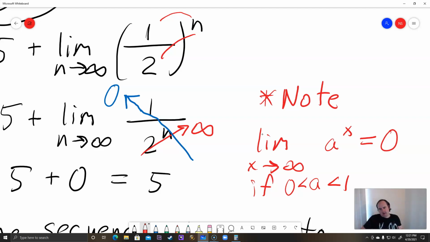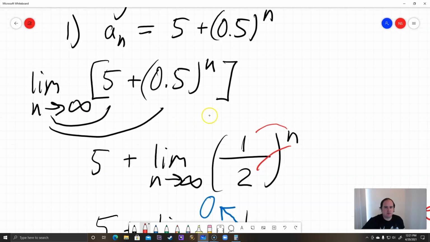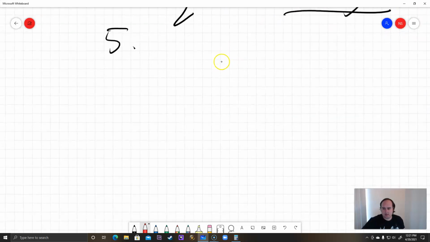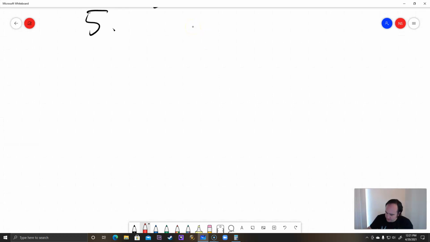Because if you have a power of any decimal between 0 and 1, you can always write it as a fraction like we did here. And then the denominator is going to grow faster than the numerator, so that's always going to go to 0, just like we saw here. Okay, cool. So that's our first new example. So let's take a look at another one. Example number 2.